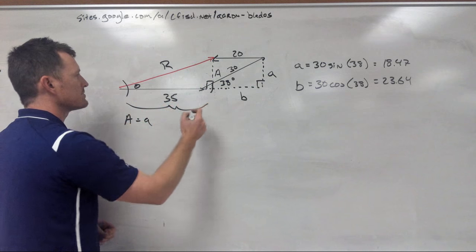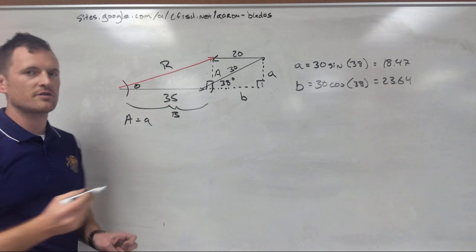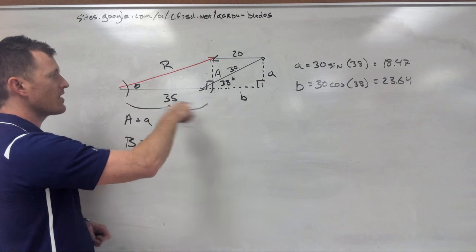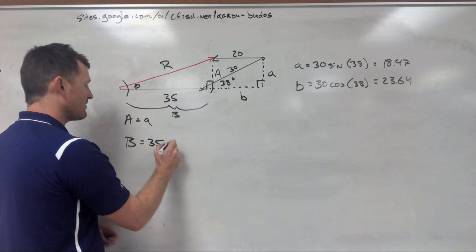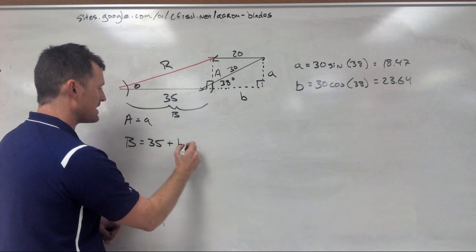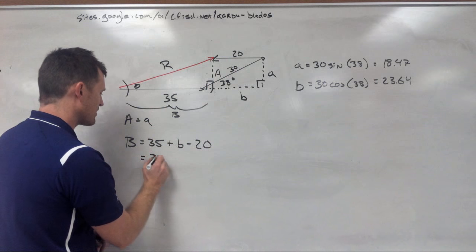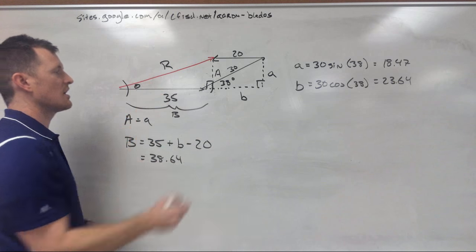Now, this bottom side of our triangle, which we'll call big B, is in fact solved a little differently. Our big B is going to be equal to all of our horizontal displacements added up. So positive 35 plus a positive little b minus 20, because the 20 comes back. This gives us 38.64.